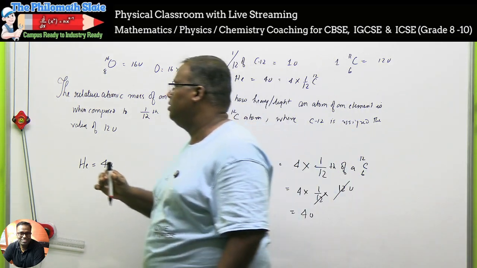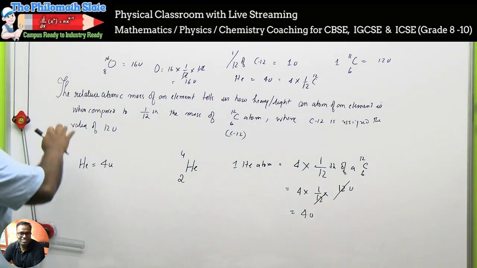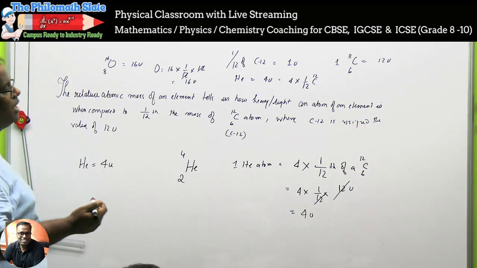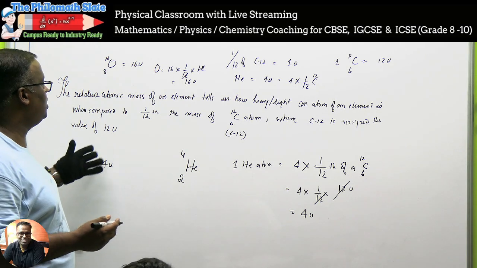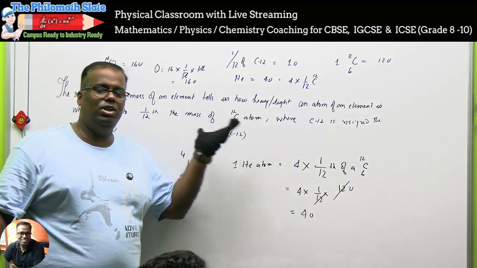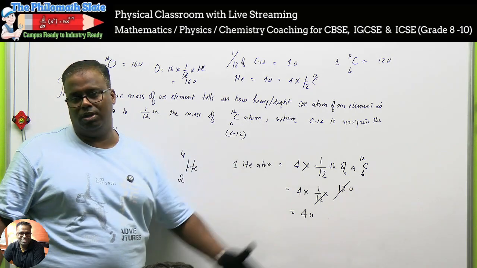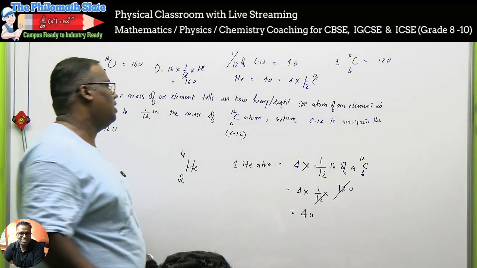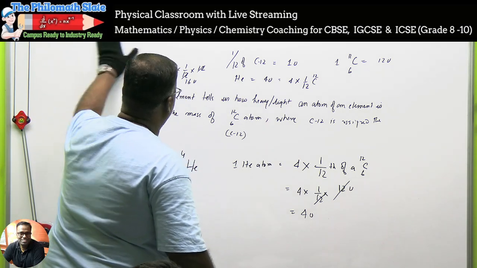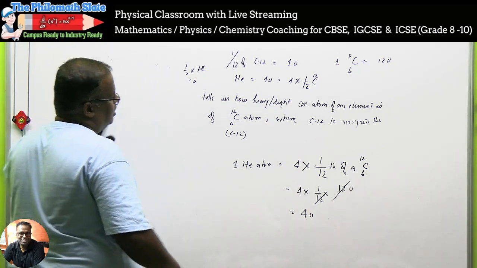So the relative definitions you will get in books. The relative atomic mass of an element tells us how heavy or light an atom of an element is when it is compared to 1/12, not with carbon. This is the only challenge. It is compared with 1/12. So now you write, I will dictate. What is relative atomic mass? Relative atomic mass.